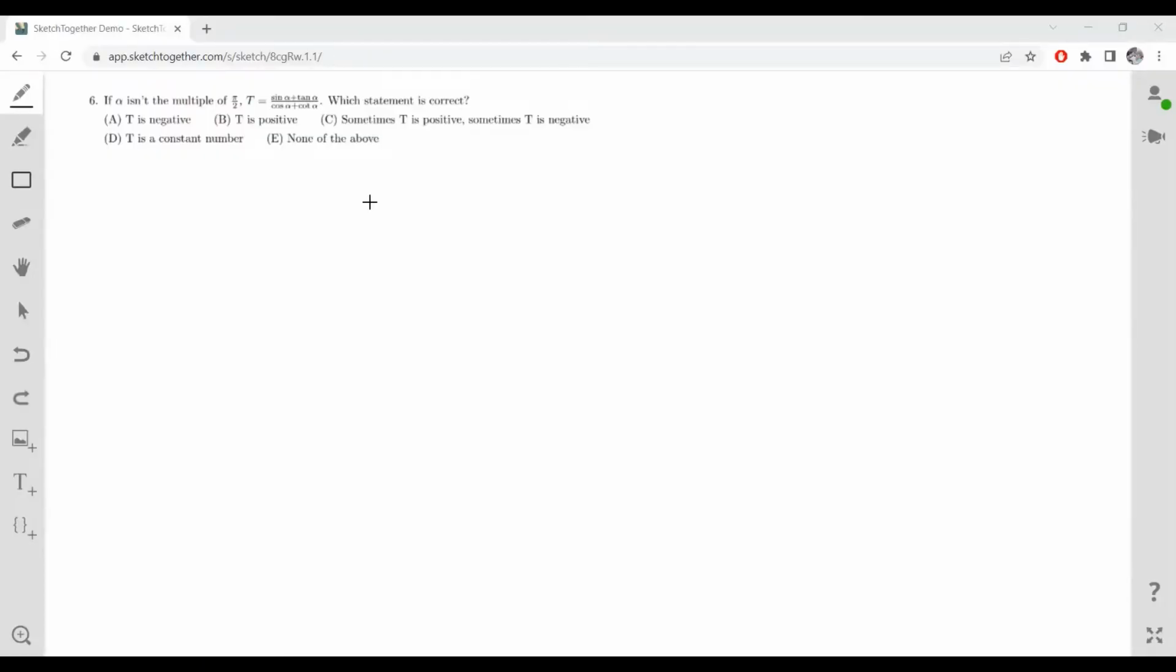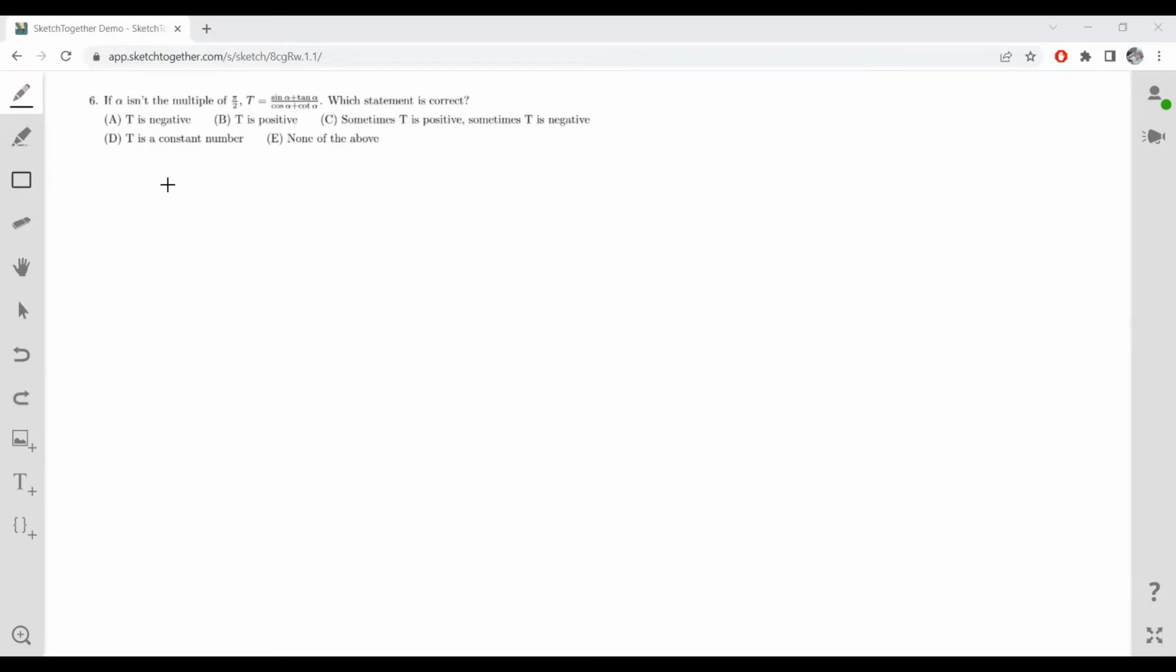Hello everyone, I'm Michael. Today I'm here to show you the solution to problem 6 of Prairie Math League High School Round 114. Problem 6. If alpha isn't a multiple of pi over 2, and t is equal to sine alpha plus tangent alpha over cosine alpha plus cotangent alpha, which statement is correct?